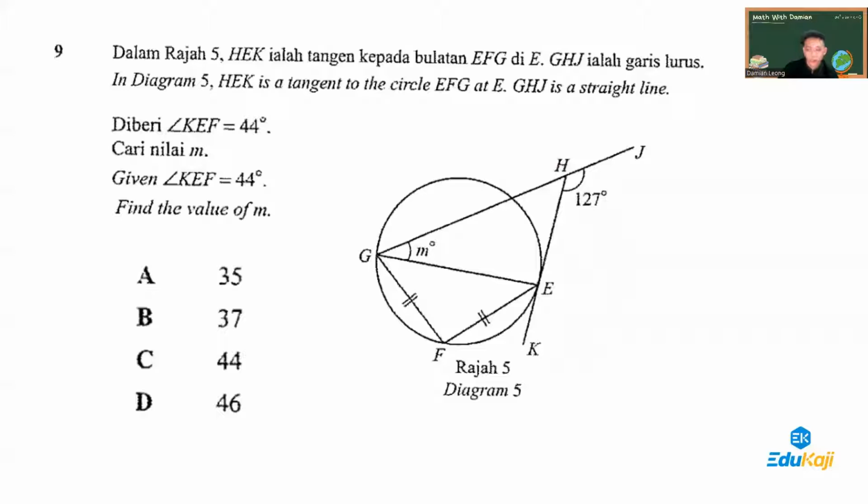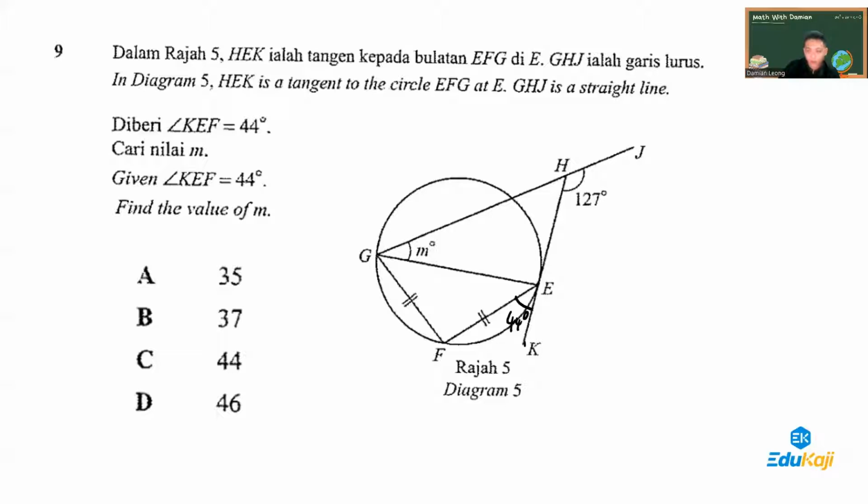Question 9. I have a diagram here. HEK is tangent to the circle. This is the tangent line. GHA is a straight line. I'm given angle KEF is 44 degrees. KEF means this angle here, 44 degrees. So I want to find M.